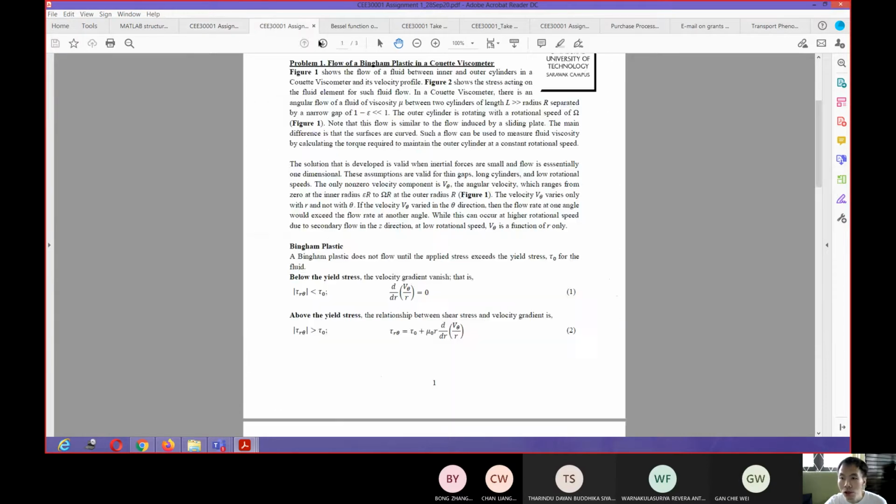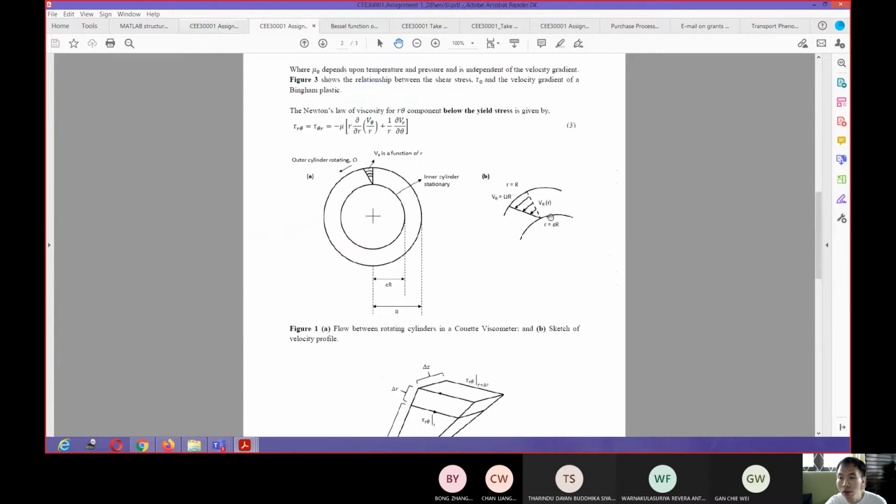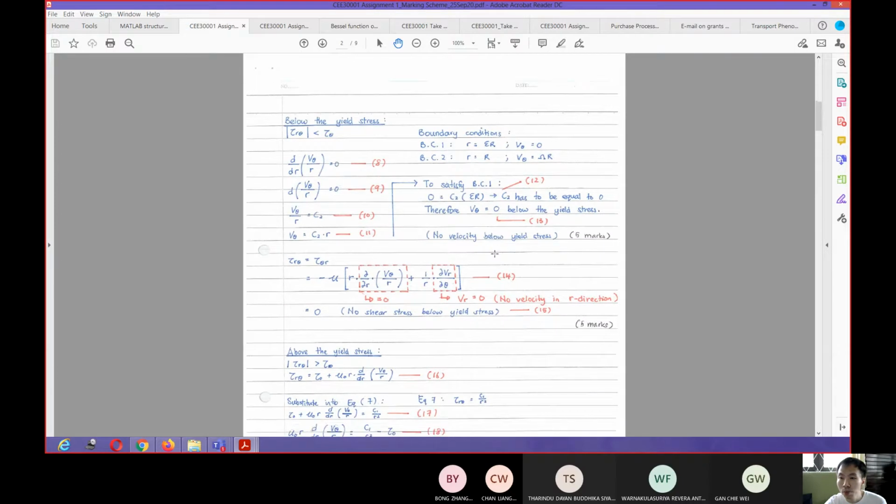And then look back into your figure again. There are boundary conditions in here. The first boundary condition is that at R equal ER, the velocity on the angular directions will be equal to 0. The second boundary condition is at R equal R, the velocity in the angular directions will be equal to this multiplied by R. What is the symbol in here? This omega multiplied by R. Okay, then you put in first to the BC1.